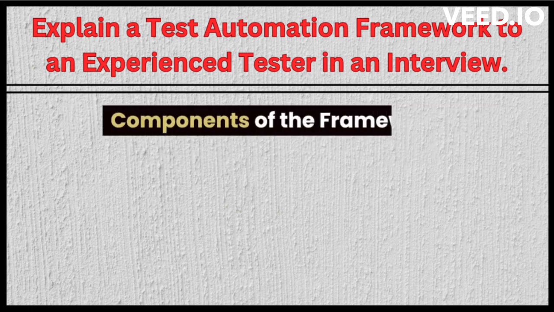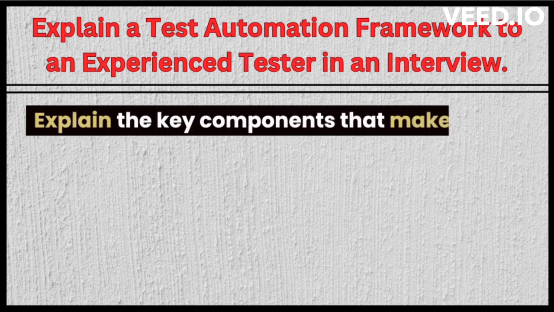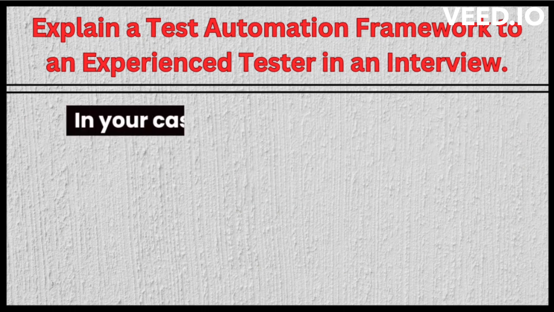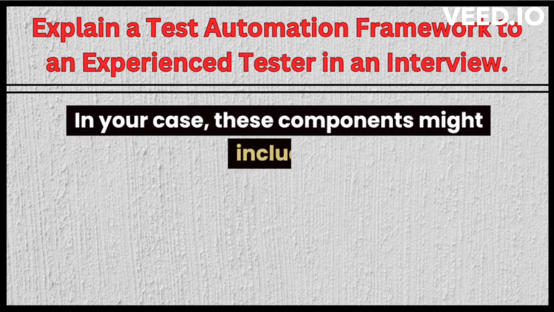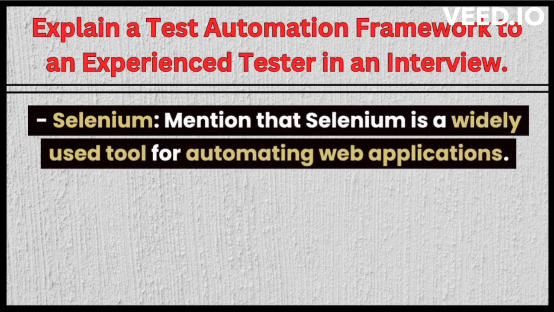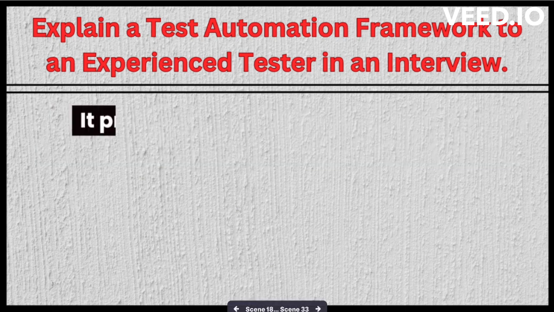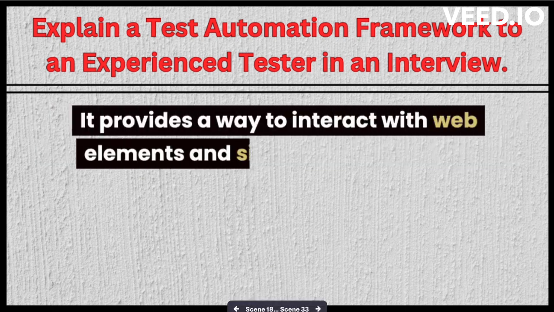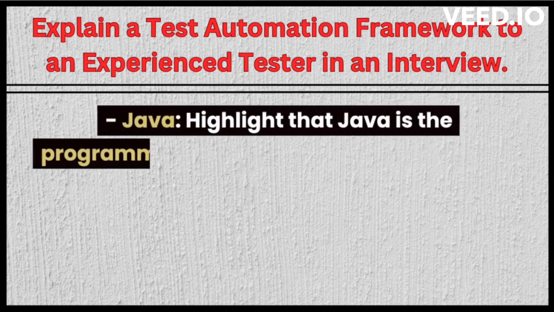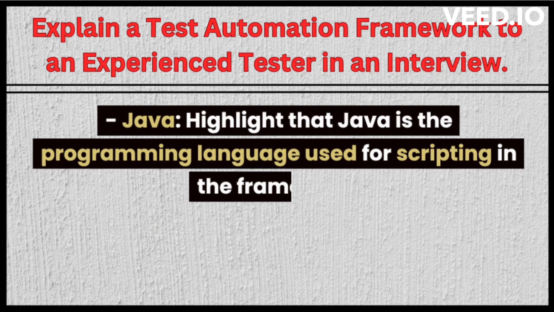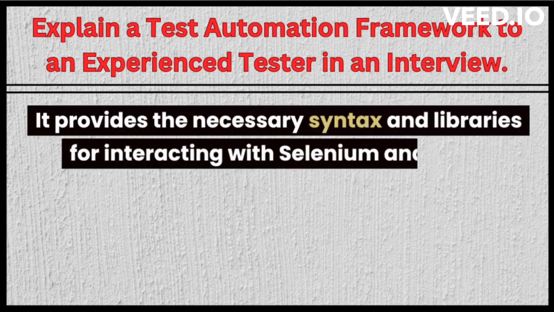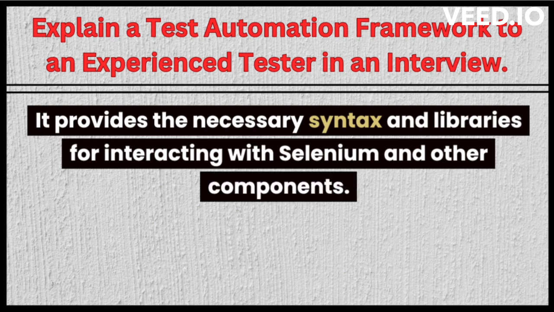Components of the framework. Explain the key components that make up the framework and how they interact with each other. In your case, these components might include Selenium. Mention that Selenium is a widely used tool for automating web applications. It provides a way to interact with web elements and simulate user actions. Java. Highlight that Java is the programming language used for scripting in the framework. It provides the necessary syntax and libraries for interacting with Selenium and other components.